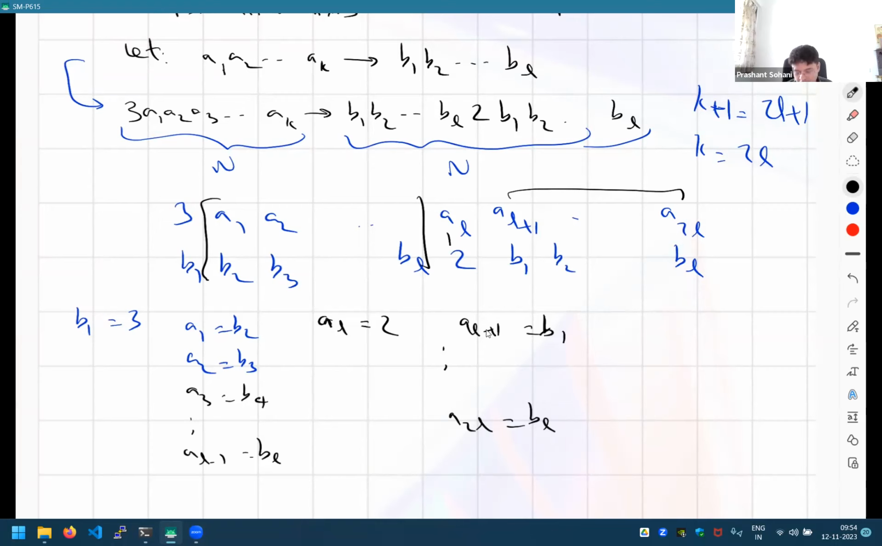Why is B2 equal to 2? So because B2 is equal to... Sorry. We don't know for sure.